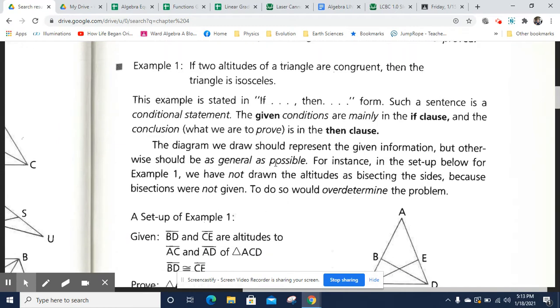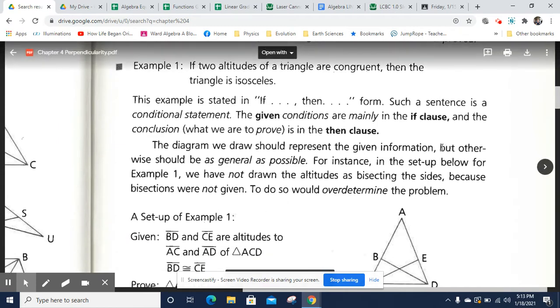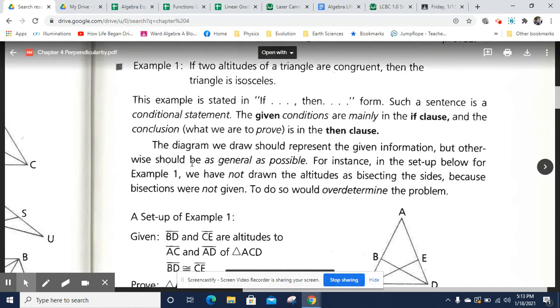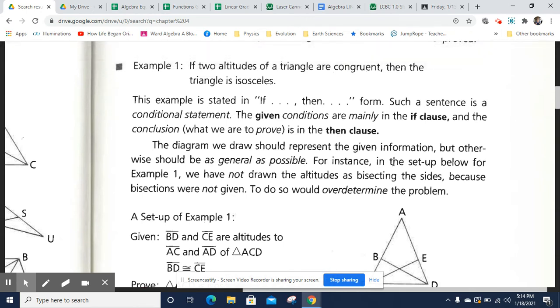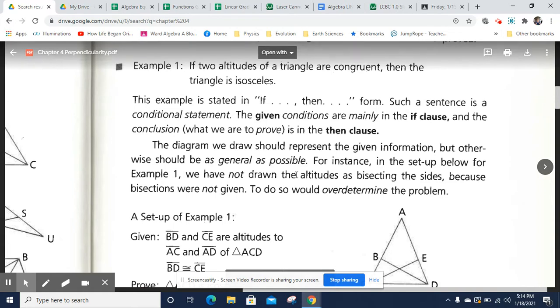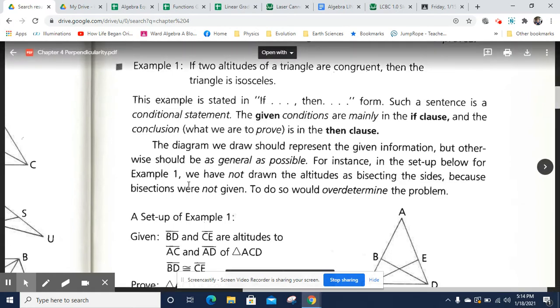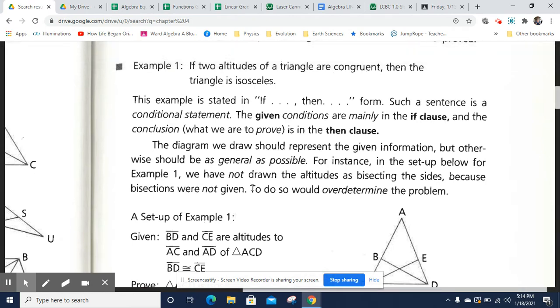We're going to have to draw it. This is really important stuff up here. Just represent the given information, but otherwise it should be as general as possible. So in the setup below, do not treat the altitudes as bisecting the sides. They're not automatically medians. Maybe they are, maybe they're not. Bisection was not given. So if we do that, we're over-determining the problem.